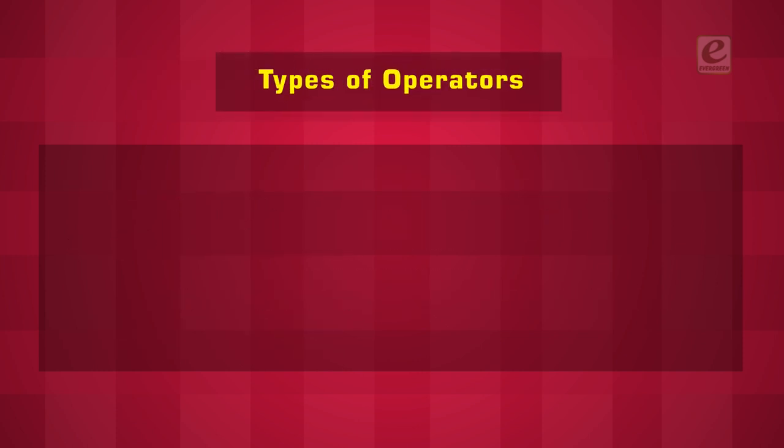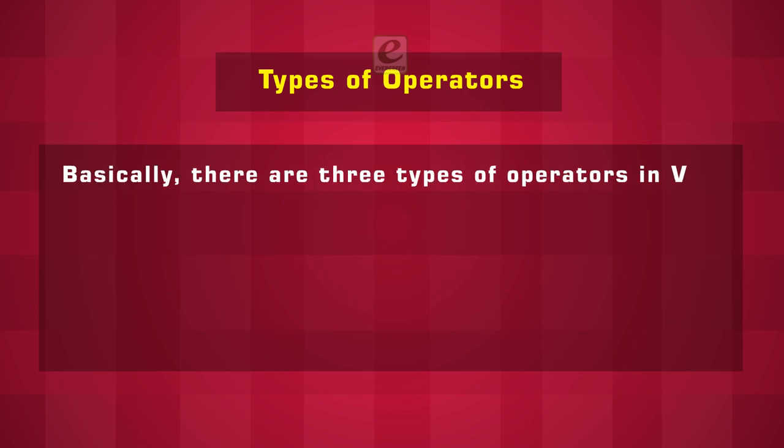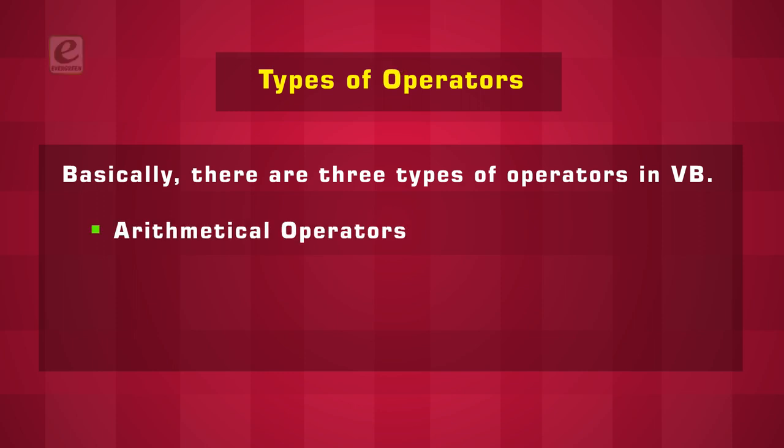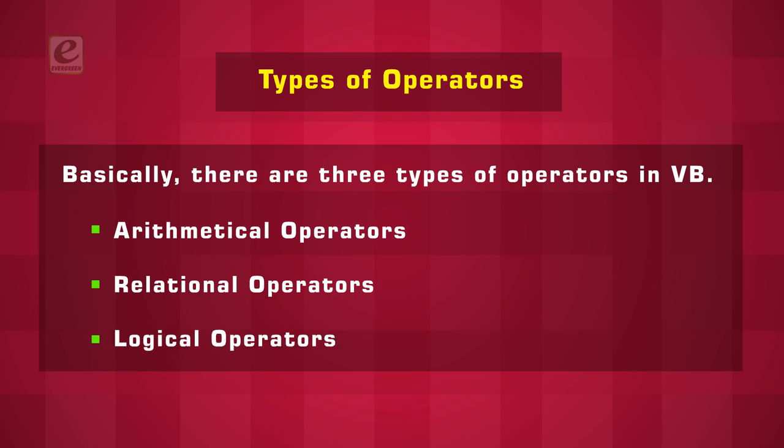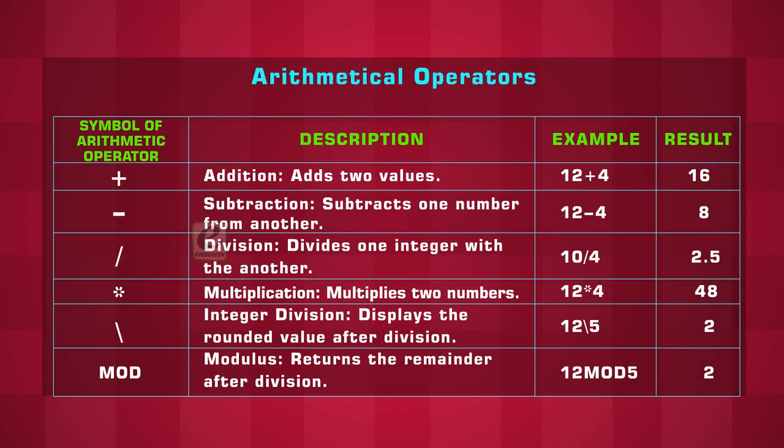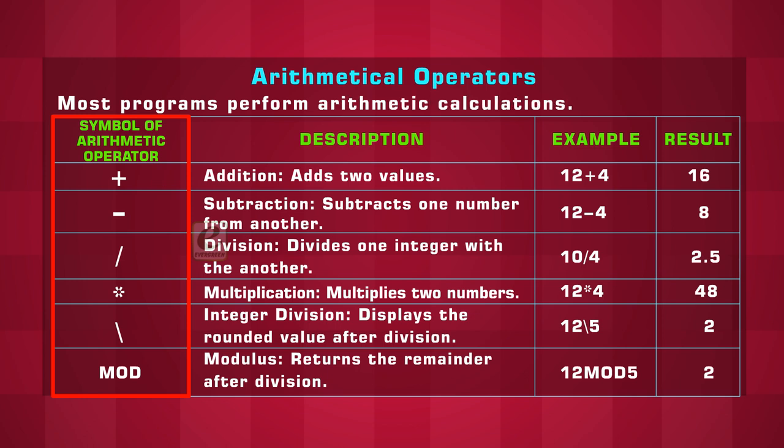Types of operators. Basically, there are three types of operators in VB: arithmetical operators, relational operators, logical operators. Arithmetical operators. Most programs perform arithmetic calculations.